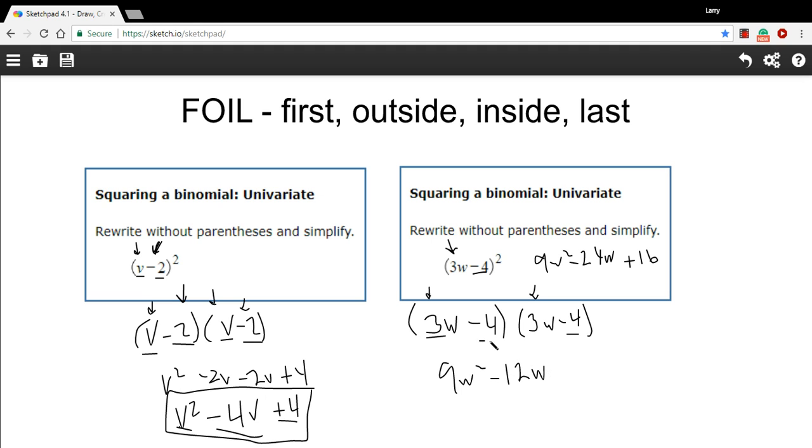The inside terms, negative 4 times 3w is negative 12w. And the last terms, negative 4 times negative 4 is a positive 16. And when we simplify here, we get 9w squared minus 24w plus 16. Exactly what we got up here.